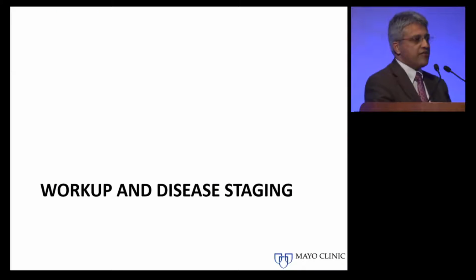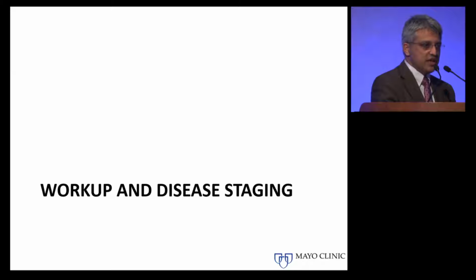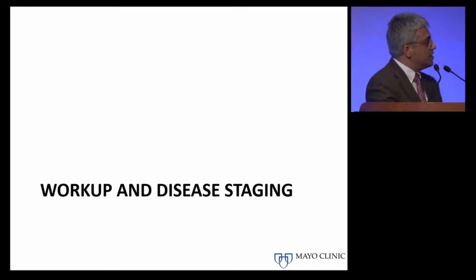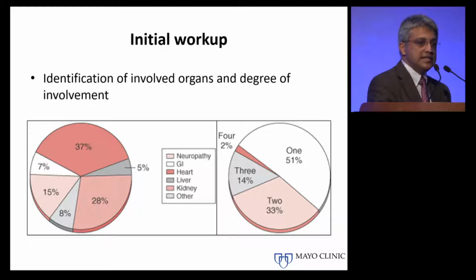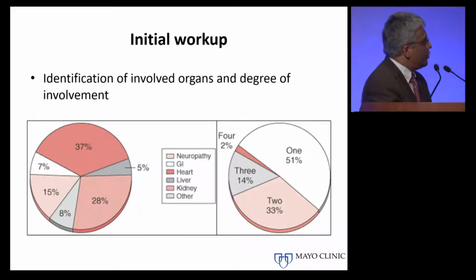Now, once you have made the diagnosis, you have demonstrated that there is amyloid in an organ or in the fat pad, and you have done a mass spec and demonstrated that this is light chain amyloid, the next step is to look at the disease staging. You want to get a sense of what organs are involved, because that is the most important determinant of the long-term outcome of these patients. Now, when you look at the spectrum of organ involvement, light chain amyloid can pretty much affect all the organs that you can think of.